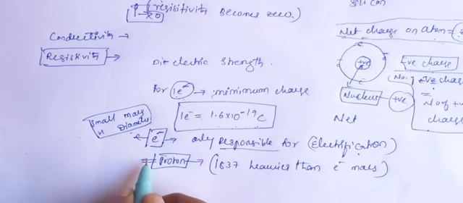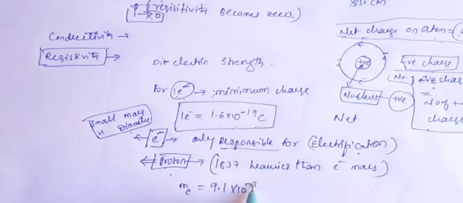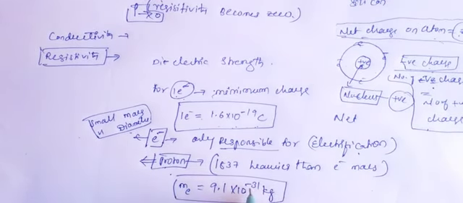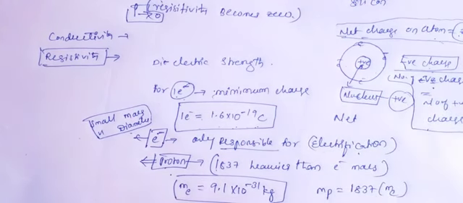But the proton is not responsible for the electrification. Why? Because it has the greater mass compared to the electron. The mass of the electron is equal to 9.1 into 10 power minus 31 kg. This is the mass of the electron. The mass of the proton is equal to 1837 times the mass of the electron. So as the electron has the smaller mass, it is the one responsible for the electrification.